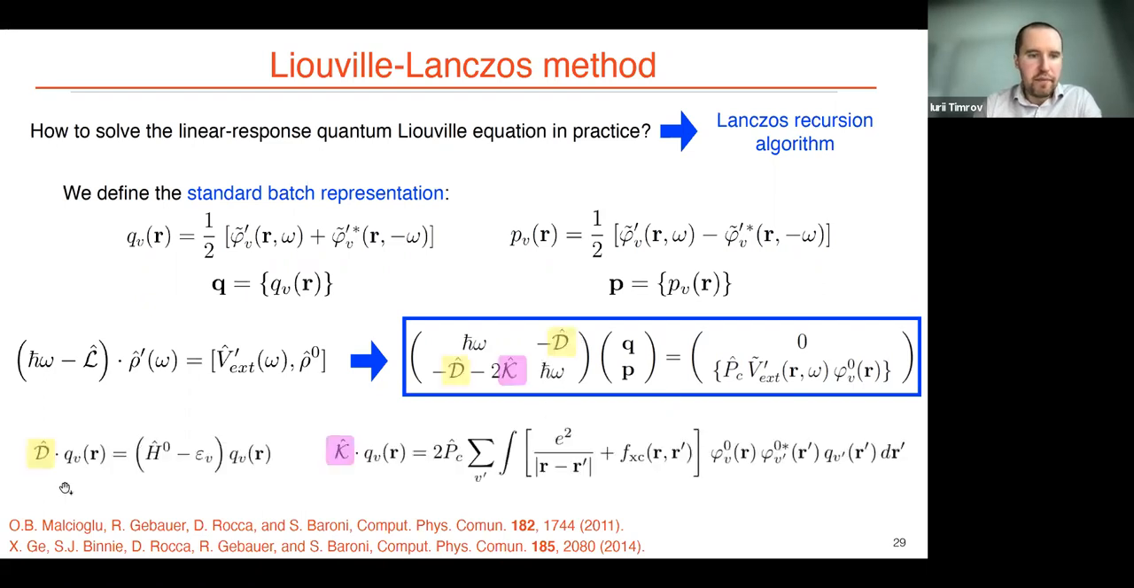The D operator, the action of the D superoperator on the Q, is nothing but the ground state Hamiltonian minus the occupied band's eigenvalue. And the action of the K superoperator is a more complicated object because it contains all the interactions inside. So we have Coulomb and exchange-correlation electronic interactions inside. This is quite complicated and it takes time to get familiar with these methodologies. But this is the basics of it.